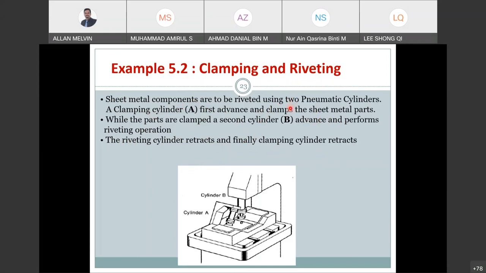So what is the operation in notational form, based on this? A plus. What's the sequence? A plus, B plus, B minus, A minus. If it says here that the riveting cylinder retracts first, the riveting cylinder is B. So A plus, B plus, B minus, A minus. Okay, so that's how the operation works.